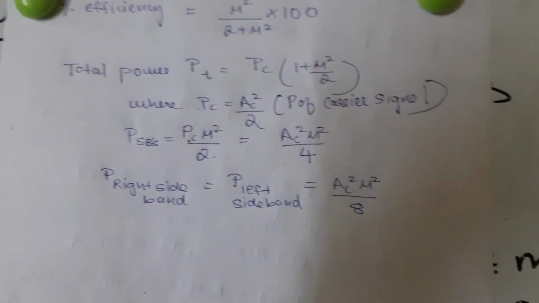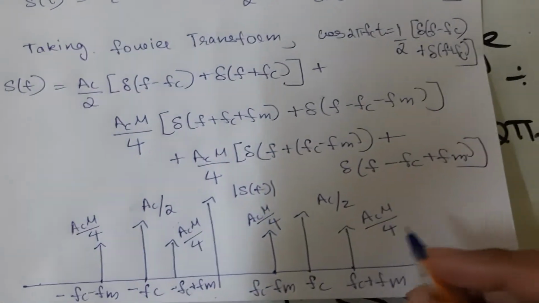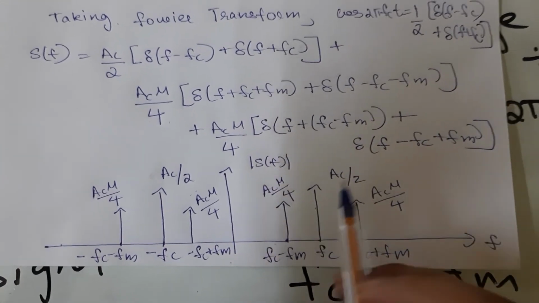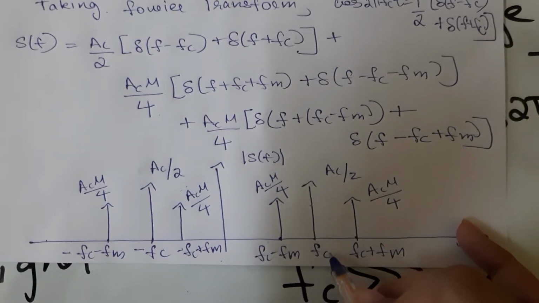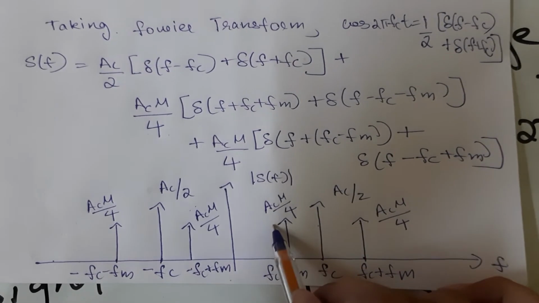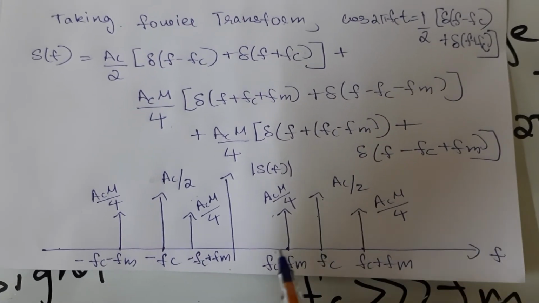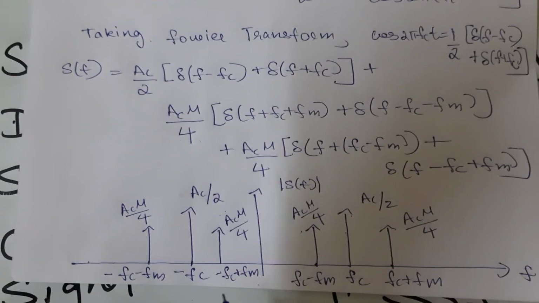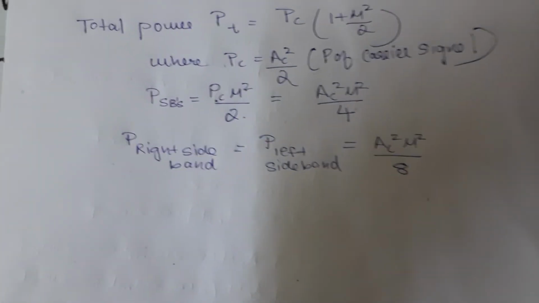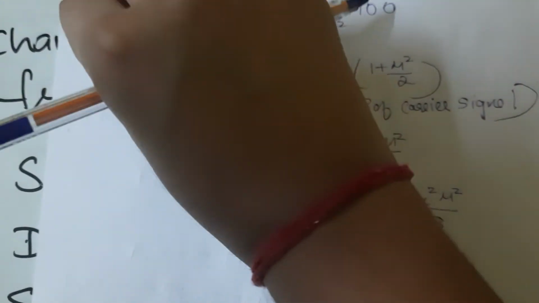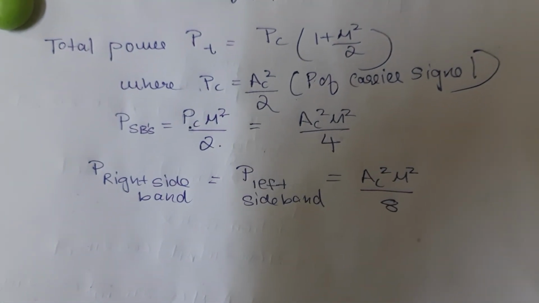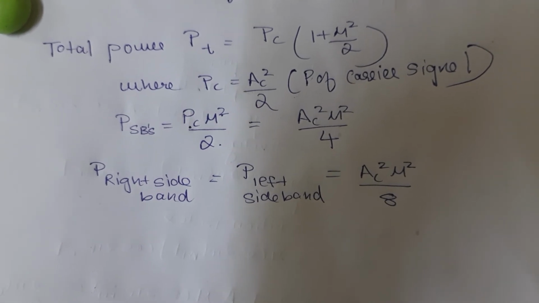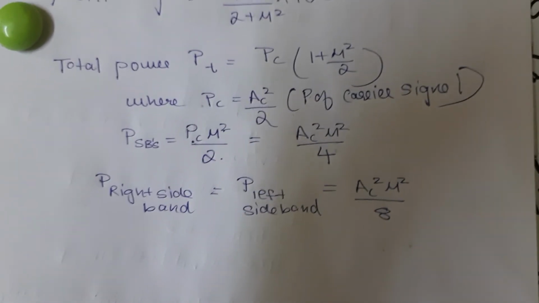Now what is a sideband? In this case, the sidebands mean the values which are next to the frequency fc, the two delta functions next to the main center frequency. Ac mu by 4 is the magnitude of the sidebands. Same way on the negative side. So since there are two sidebands, each sideband power will be Ac square mu square by 8. I hope this much is clear.